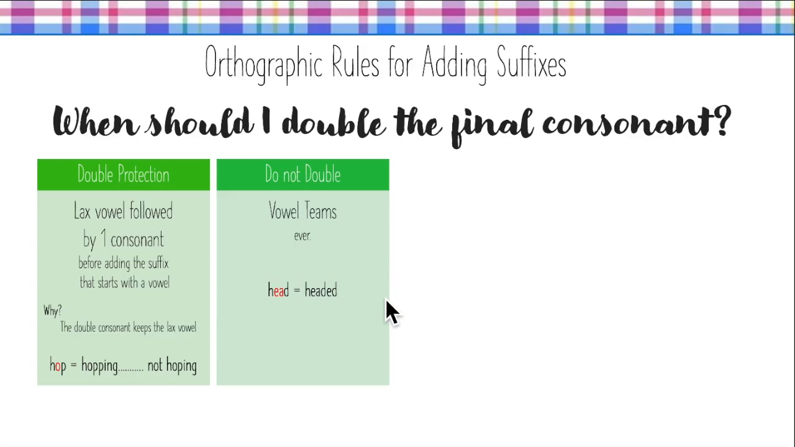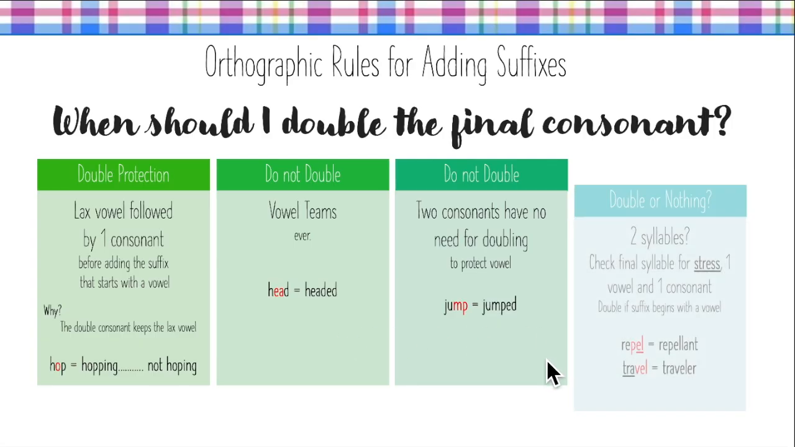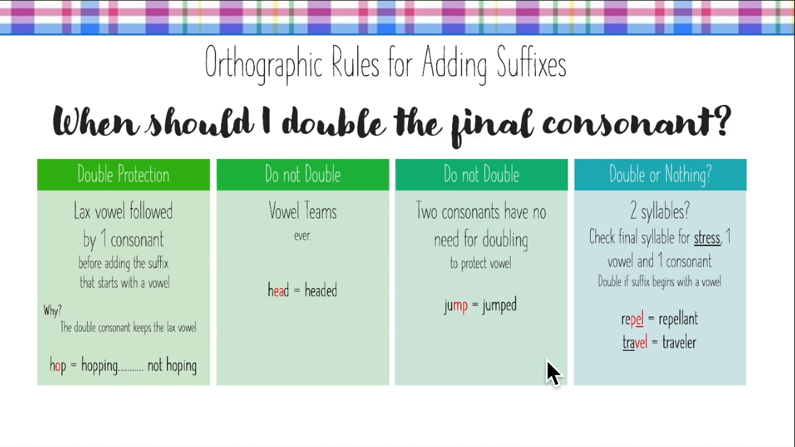Do not double if you have a vowel team, ever. You're going to do great with that. It doesn't need anything. Do not double if you have two consonants already. There's no need. The vowel is already protected. If you have two syllables, check to see if the first syllable is stressed. One vowel and one consonant, then you're going to see, okay, I need to have a double letter on there.